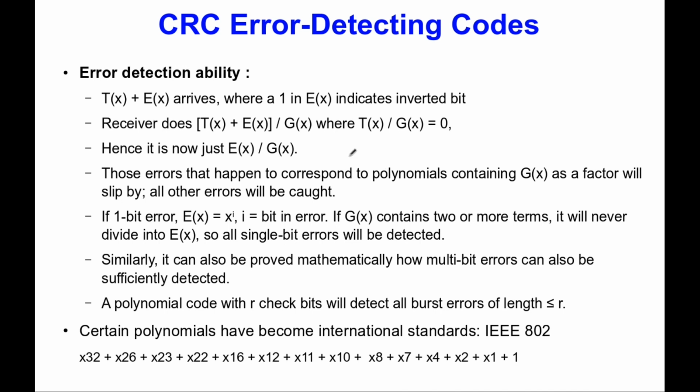So this is how today we have seen the error detecting codes and actual codes like parity, checksum, and lastly the CRC were seen.